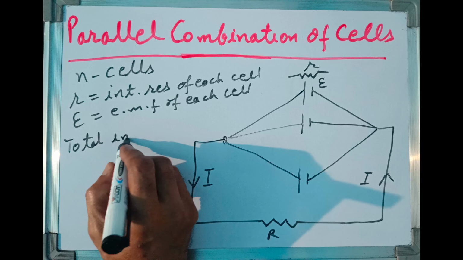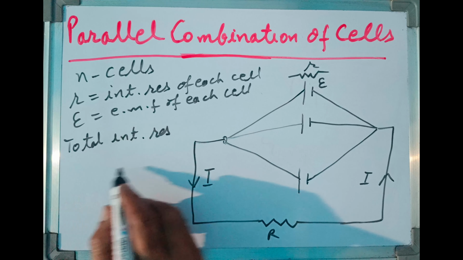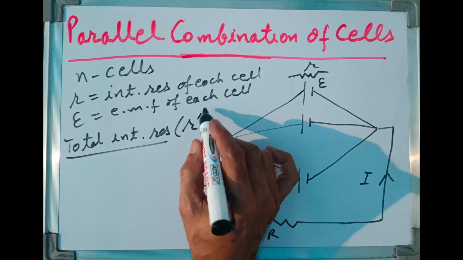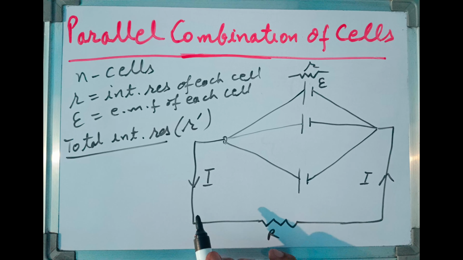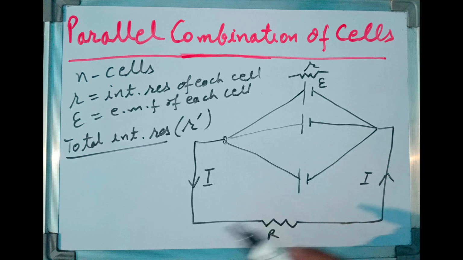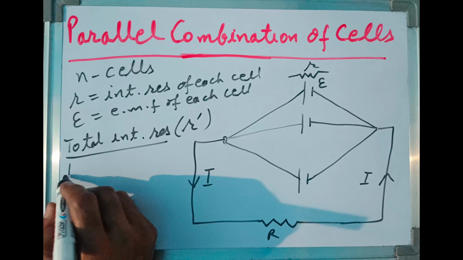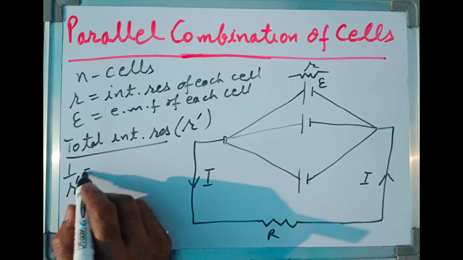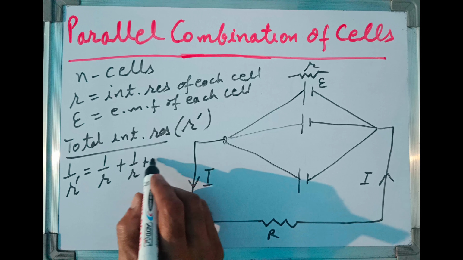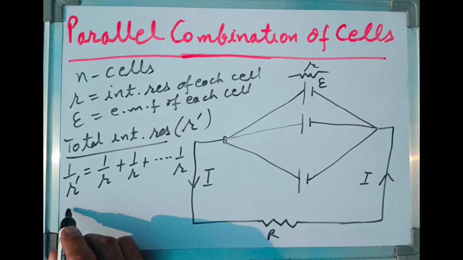Total internal resistance of cells. Let me call this R dash. We have to find value of R dash. Because all the cells are parallel, means all the resistances are parallel. By using formula for parallel combination of resistances, I can write 1 over R dash equal to 1 over r plus 1 over r plus so on 1 over r. It is written n times.